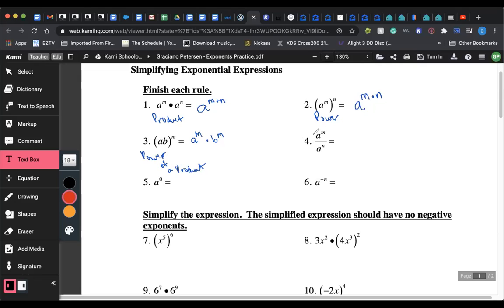Number 4 is which rule? It's one of our favorite rules. Quotient rule. This is the quotient rule. So we just have a to the m minus n. We always subtract the bottom exponent from the top exponent. A to the m minus n.